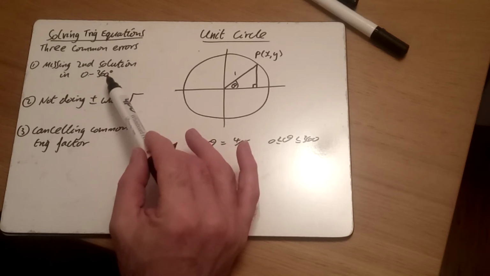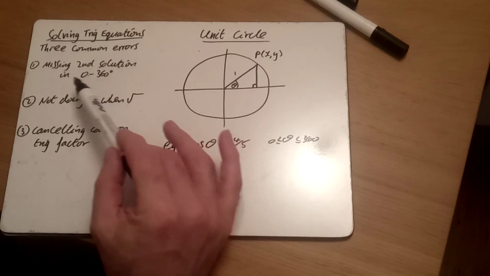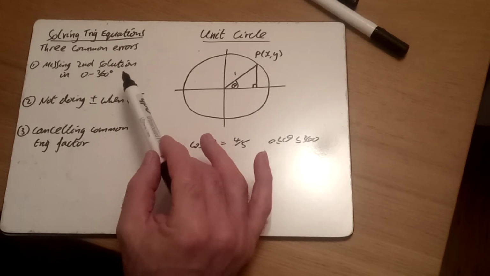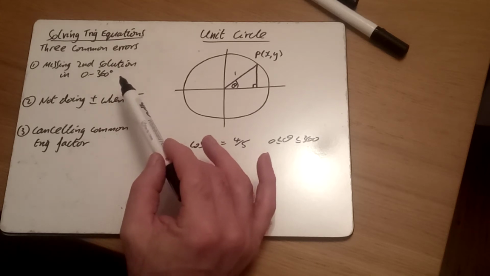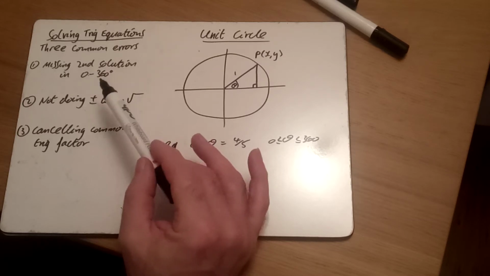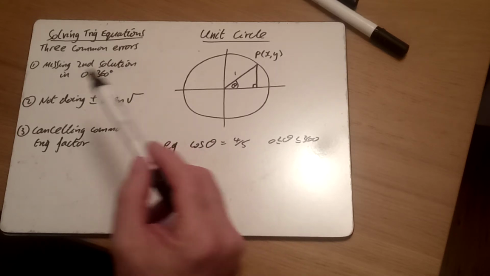The only things that don't are at the top and the bottom of a sine curve, when sine equals 1 or minus 1, or cos equals 1 or minus 1. Apart from those, everything else is going to have a second solution in 0 to 360. And how we find it, we'll talk about in a moment.